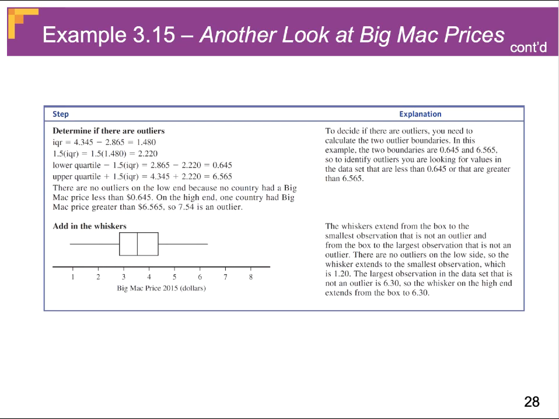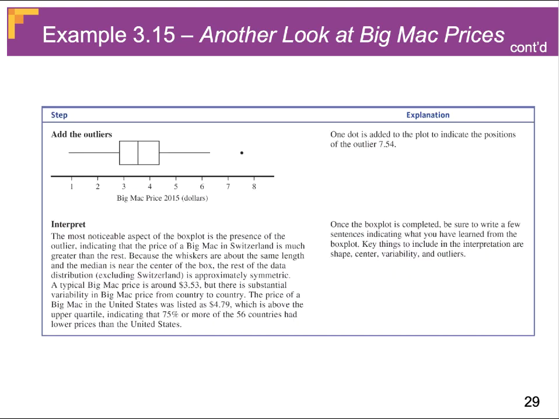So our lower whisker is going to go down to our lowest price like normal, but our upper whisker is only going to go to the highest value that was not an outlier. So we're going to see that it's only going to spread up to that 6.30 value point. Then we'll add a dot for 7.54 so that we know that that value was actually in the data set, but we don't want it to be distorting our view of what the rest of the distribution was doing.